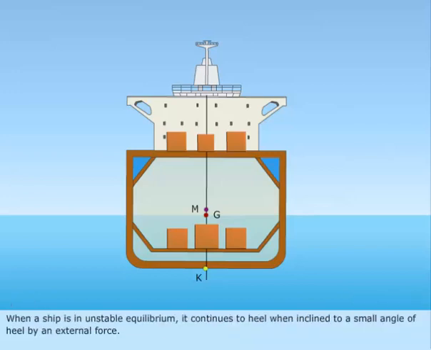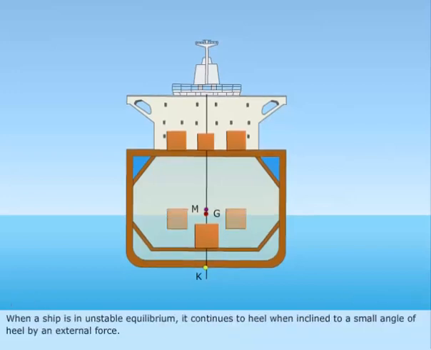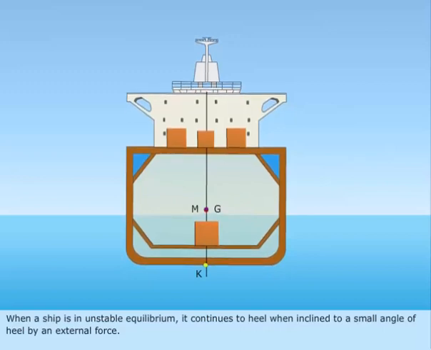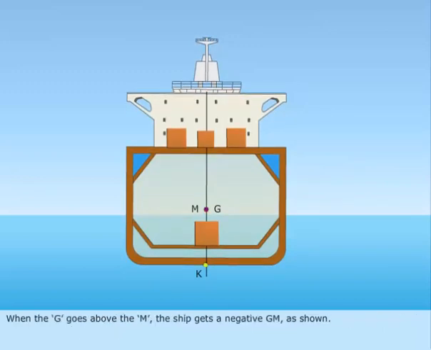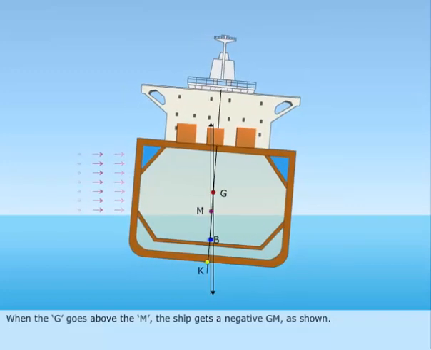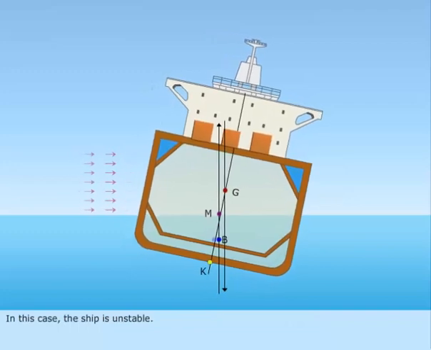When a ship is in unstable equilibrium, it continues to heel when inclined to a small angle of heel by an external force. When the G goes above the M, the ship gets a negative GM as shown. In this case, the ship is unstable.